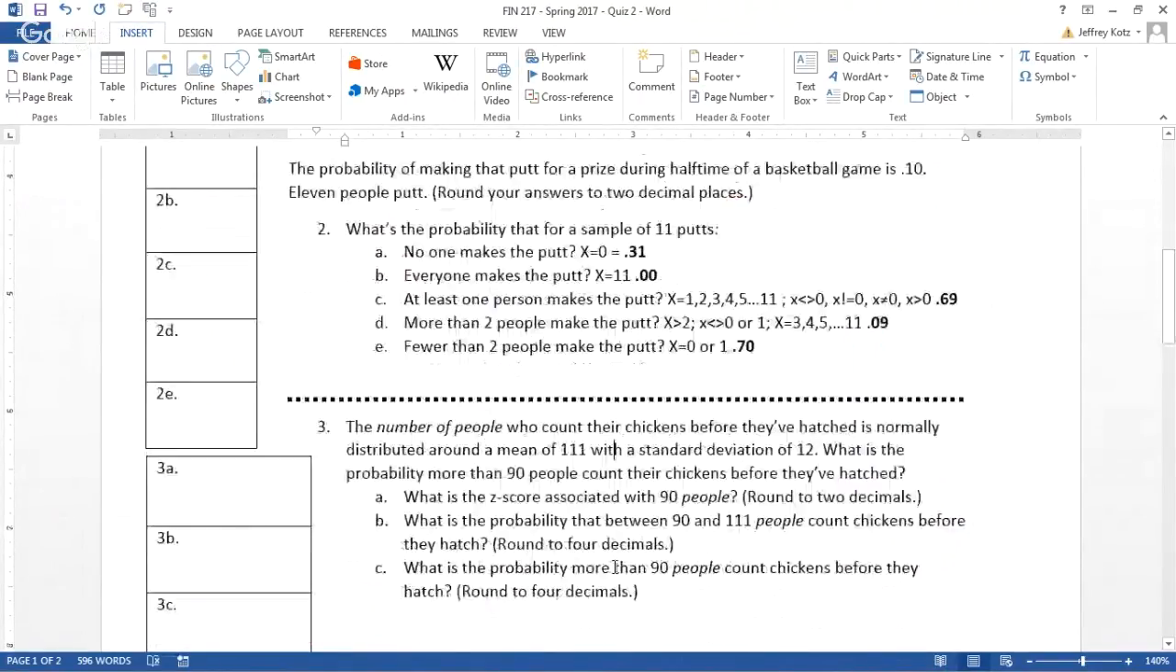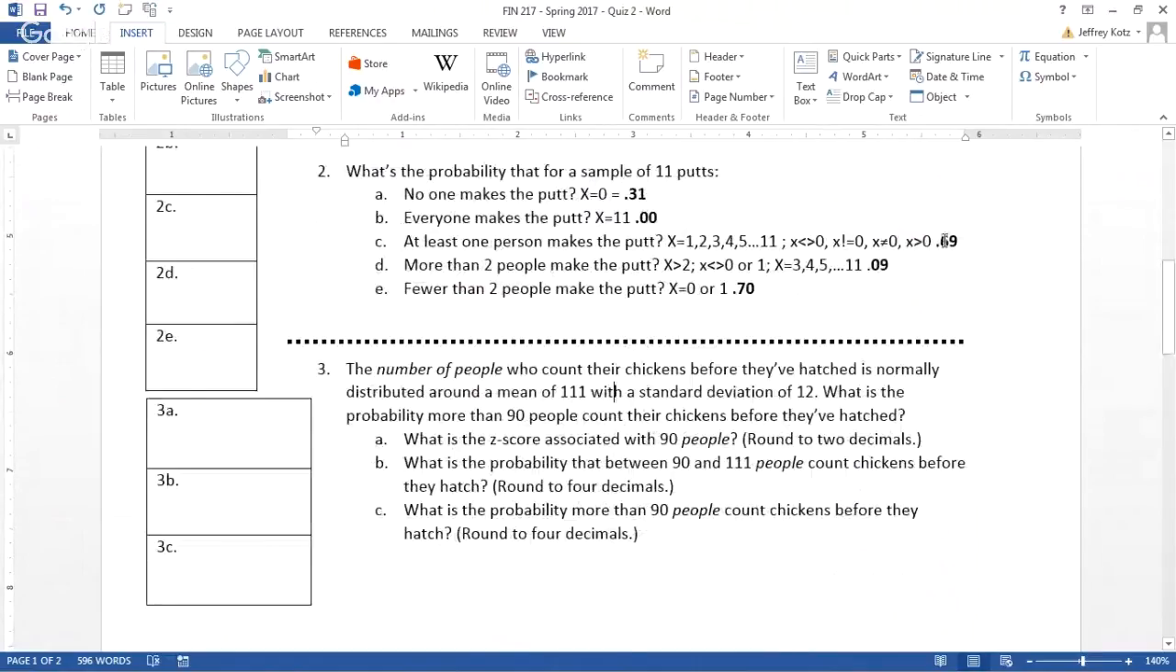On to question number 3. The number of people who count their chickens before they've hatched is normally distributed around a mean of 111 with a standard deviation of 12. What is the probability more than 90 people count their chickens before they've hatched?